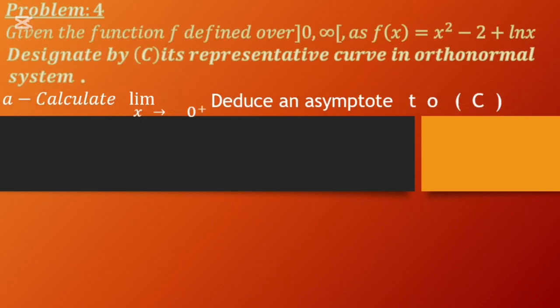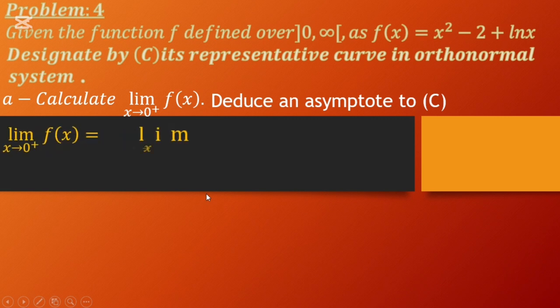In this video we will solve together a new problem, problem number 4. Given the function f defined as f of x equals x squared minus 2 plus ln x, see its representative curve in orthonormal system. We have to calculate limit f of x as x goes to 0 plus. As x goes to 0 plus, 0 minus infinity, so minus infinity.